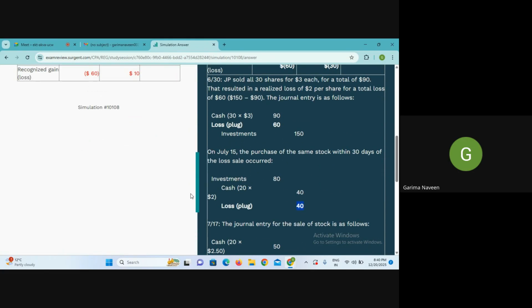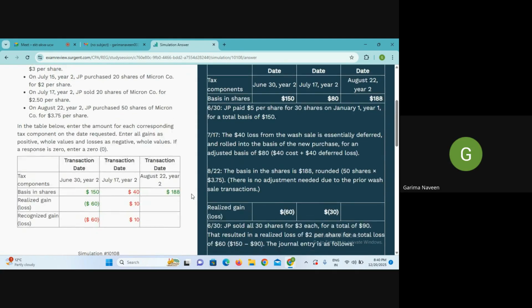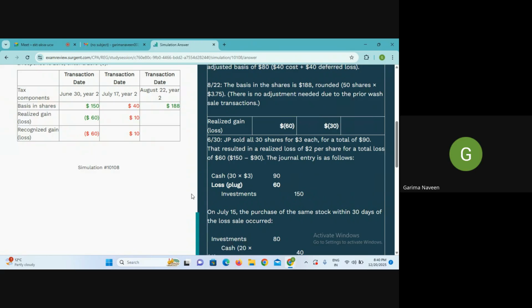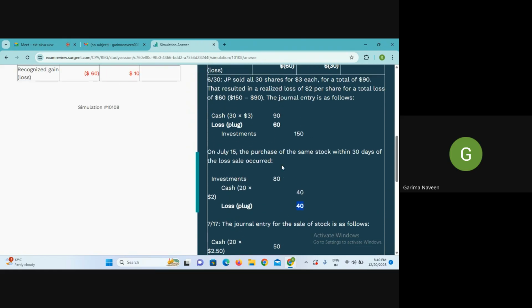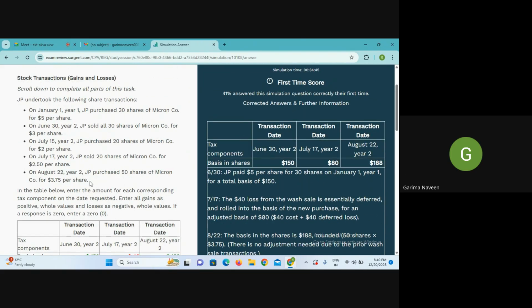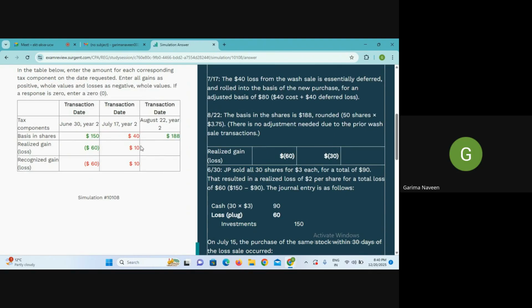Okay, I'm taking the screenshot. I will show it to sir and then discuss. Simulation numbers. Okay. Because if we are deferring some loss here, then obviously this basis will change and this number will automatically change. Everything will change. Yes, ma'am.